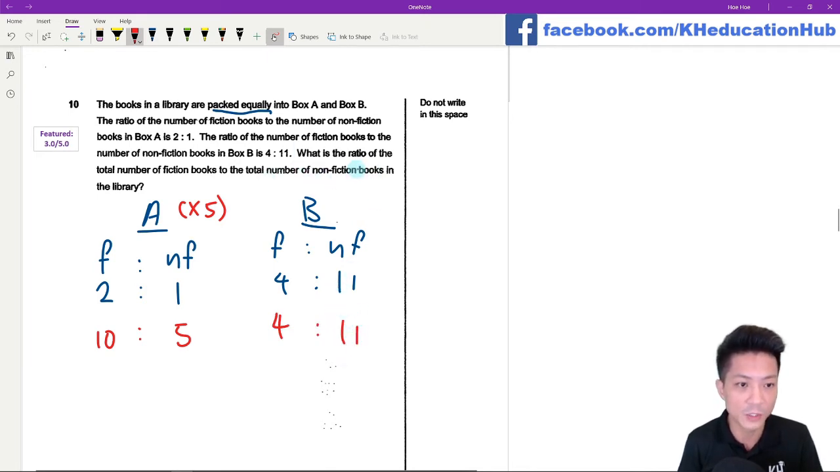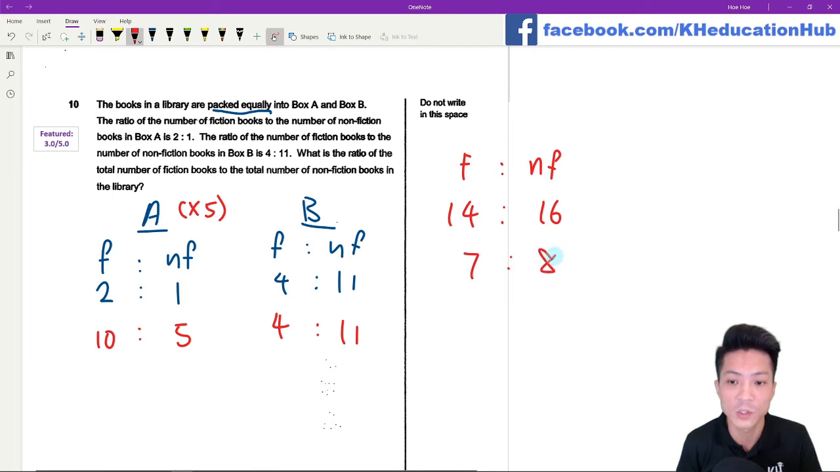Okay, now what is the ratio of the total number of fiction books? That means now fiction altogether is, here fiction is to non-fiction. Fiction is 10 plus 4, which is 14. Non-fiction will be 5 plus 11, which is 16. Change it to simplest form, it will be 7:8.